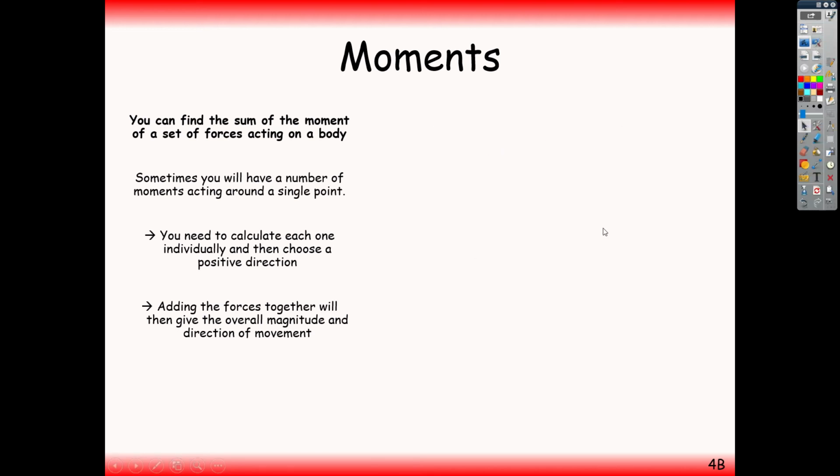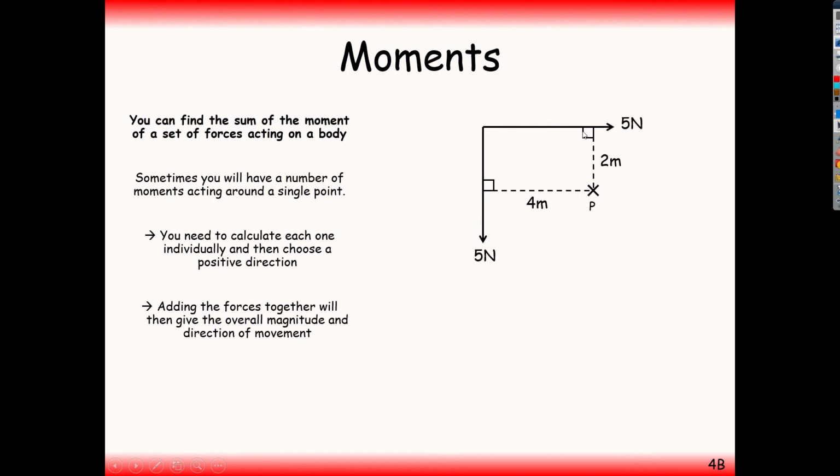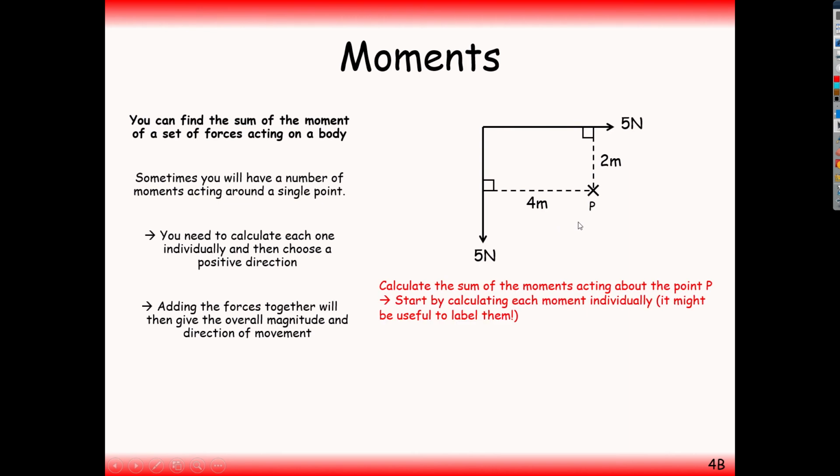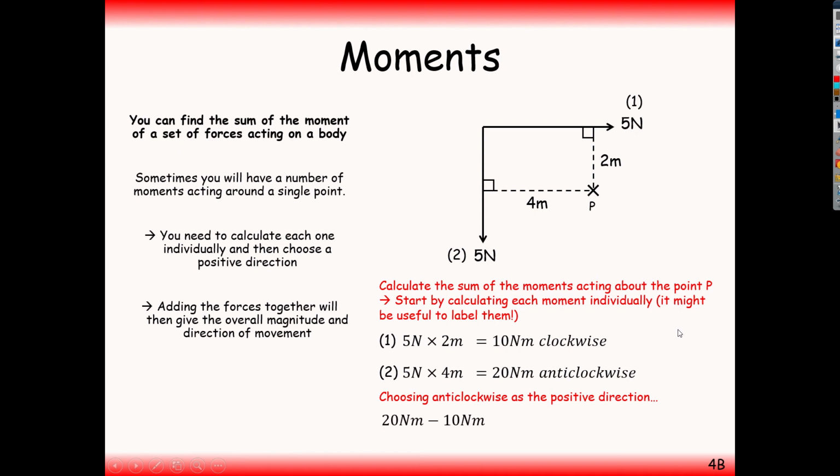Okay, second example. There's 2 moments acting. They're both at a nice perpendicular distance. No angles to worry about. So acting around P, you've got a moment up here, a moment down here. The first one is just 5 times 2. That's going to be 10, and it's going to be clockwise around that way. Moment number 2 is 5 times 4. That's 20 Newton meters, but this time anti-clockwise. So to end up with a positive resultant moment, I'm going to take anti-clockwise as positive this time. Subtract, and 10 Newton meters anti-clockwise is the resultant moment this time.